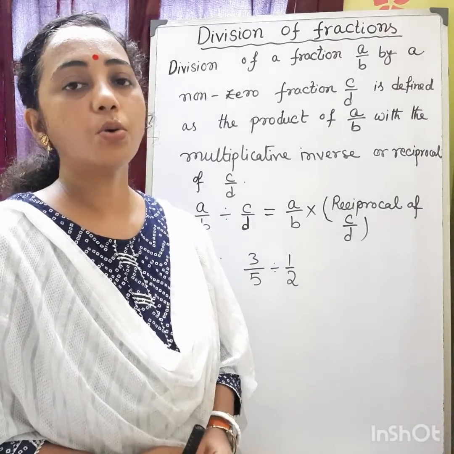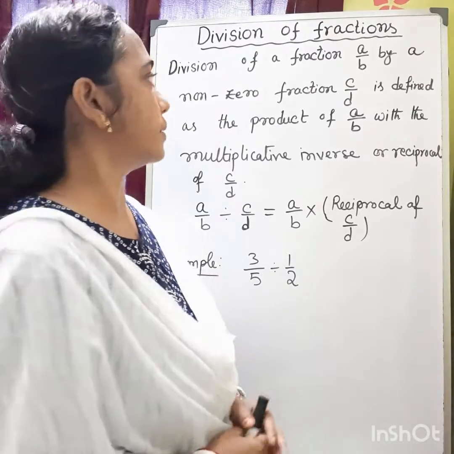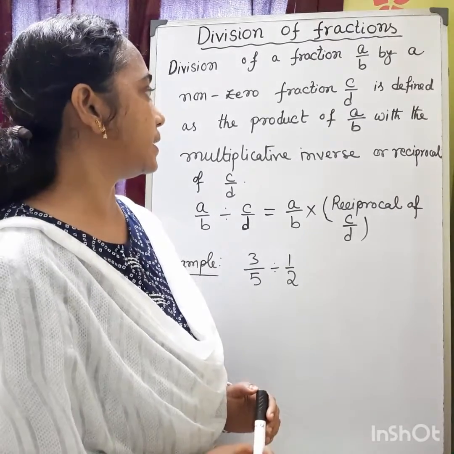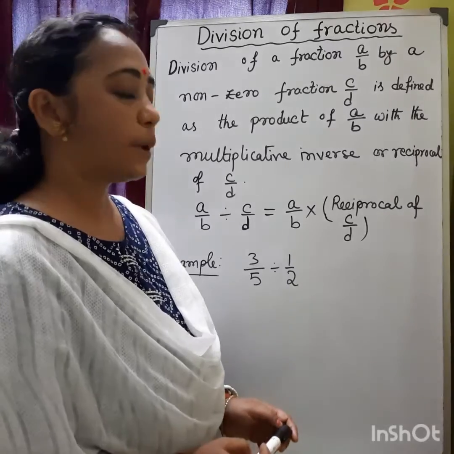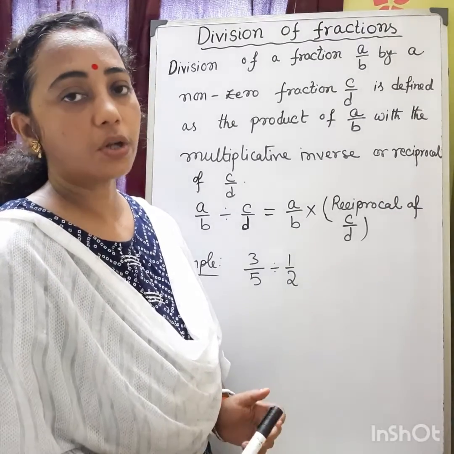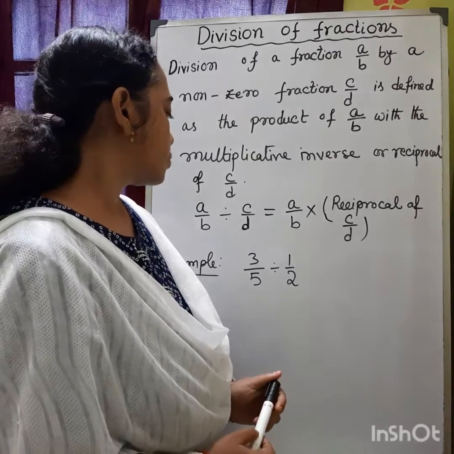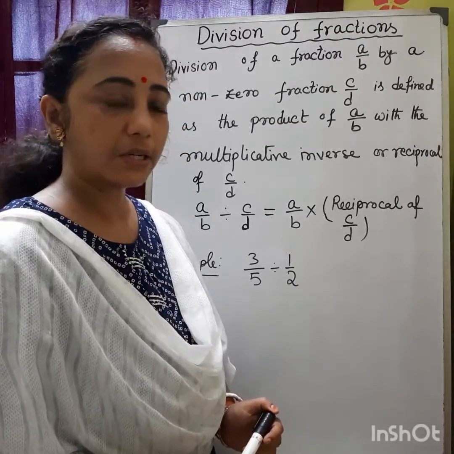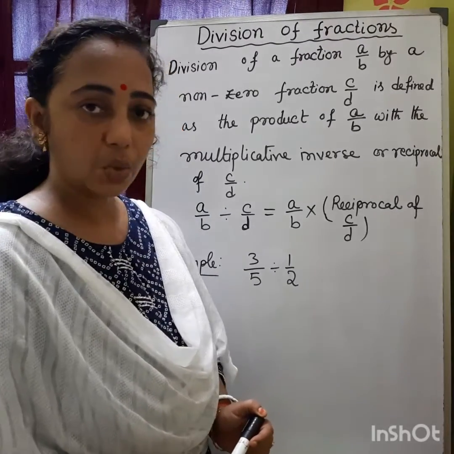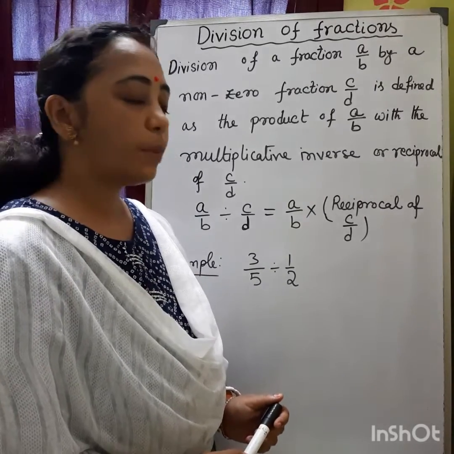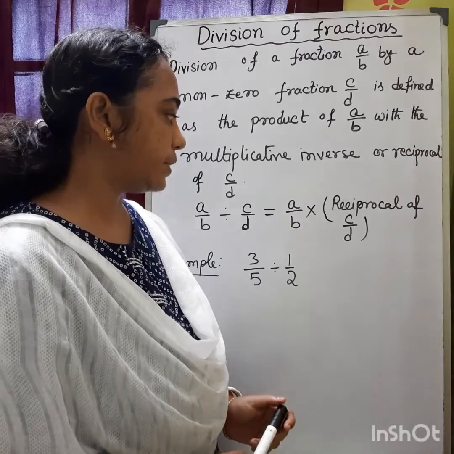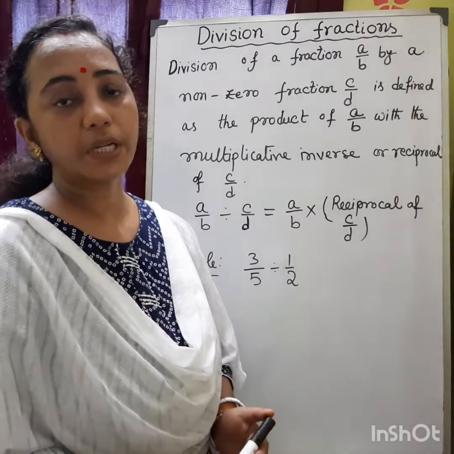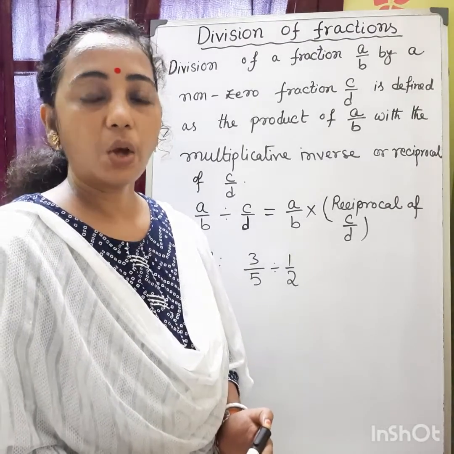Now let us see how to divide a fraction by another fraction. Division of a fraction a/b by a non-zero fraction c/d is defined as the product of a/b with the multiplicative inverse, or the reciprocal, of c/d. Here, in a/b ÷ c/d, a/b is called the dividend and c/d is called the divisor. So a/b ÷ c/d is equal to a/b multiplied by the reciprocal of c/d. That is, the product of the dividend and the reciprocal of the divisor.